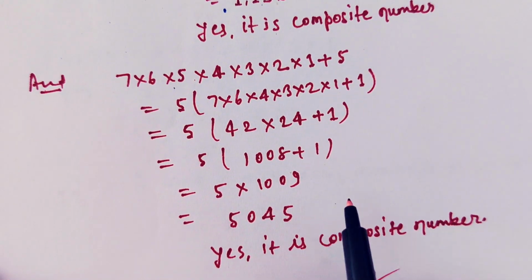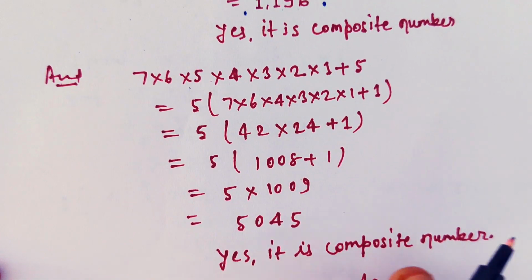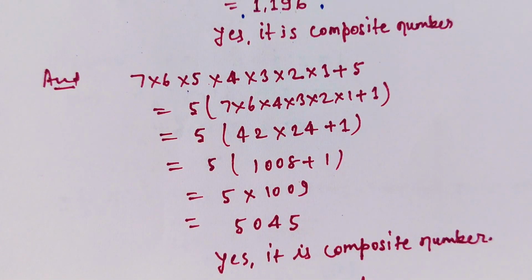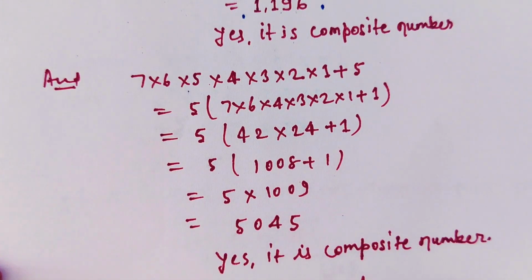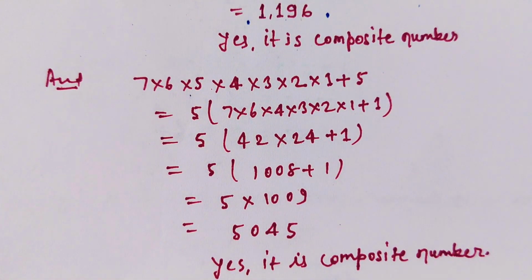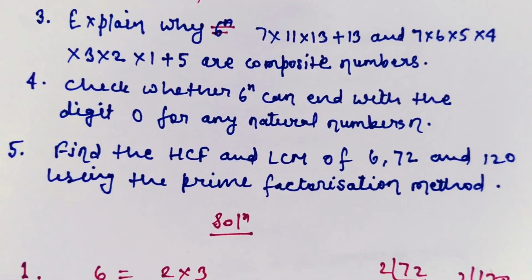So this is the way to prove and show whether such a number is composite or prime. Okay, so on this basis or these conditions you can declare that. Okay, we have question number 4. Look at here, which is very important.